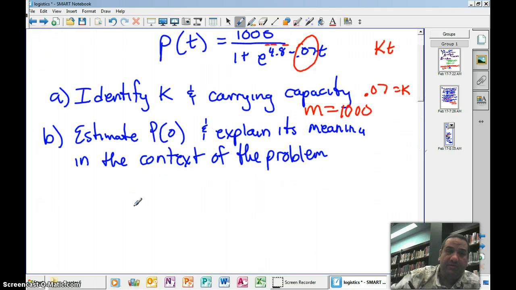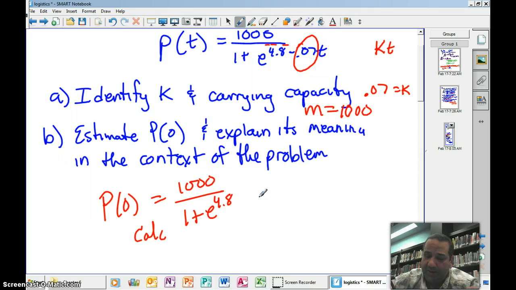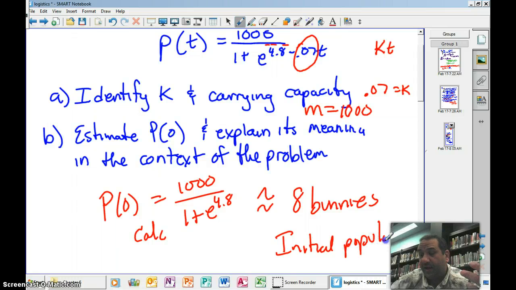So P of 0, I'm going to use a calculator. I'm going to do 1,000 times 1 plus e to the 4.8 power. That's at time 0. And this is approximately 8 bunnies. And that stands for the initial population. That's what it means. So I just found out how many bunnies we started with. Fantastic. 8 bunnies to 1,000.